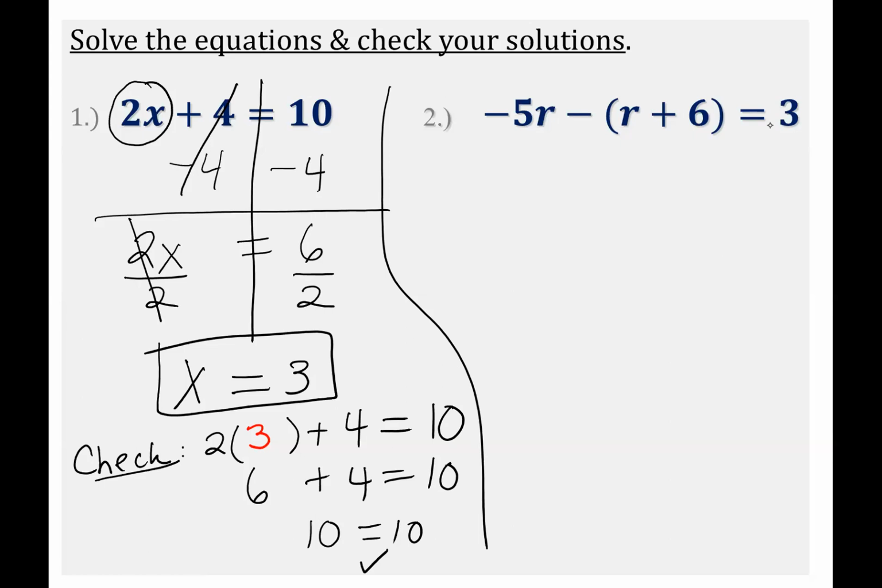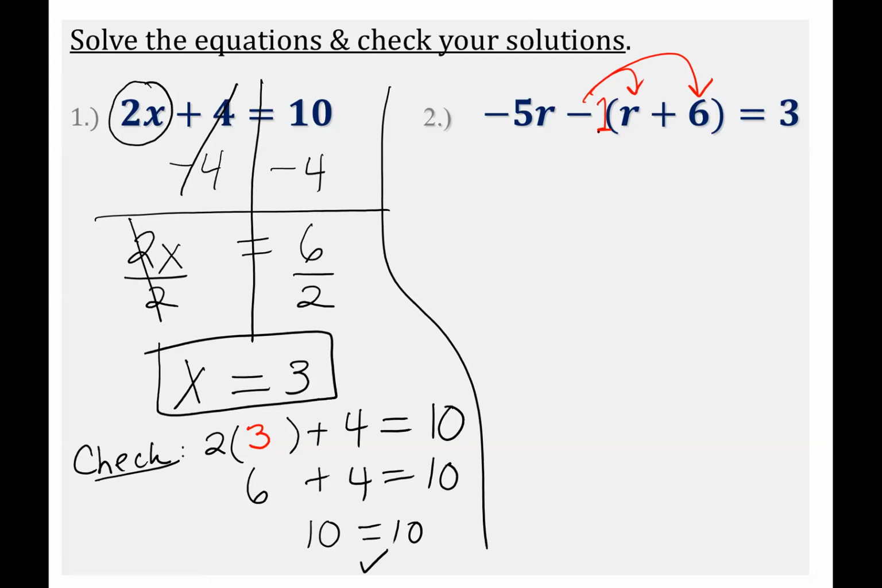Okay, so here is a problem where I do need to eliminate parentheses. So when you see parentheses, get ready to distribute. Let's take a look at what we need to distribute. The thing in front of the parentheses is just a minus sign. Treat it like a -1. So what we're going to do is distribute a -1 into the parentheses. So -1 parentheses r plus 6.